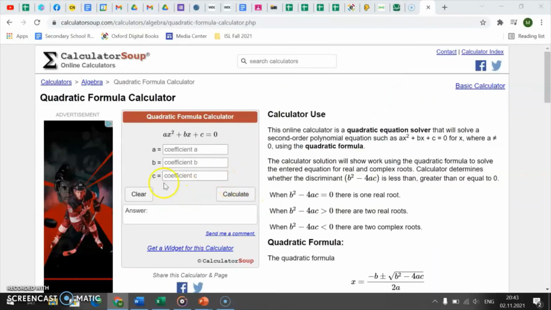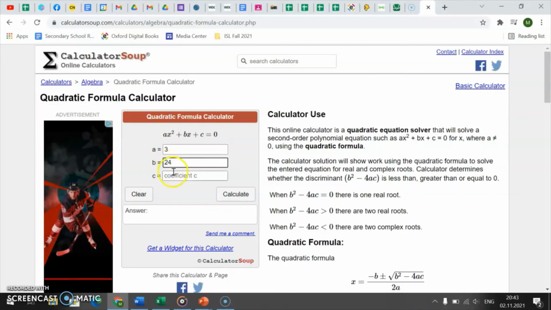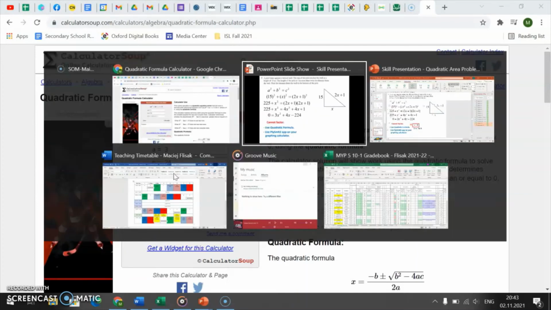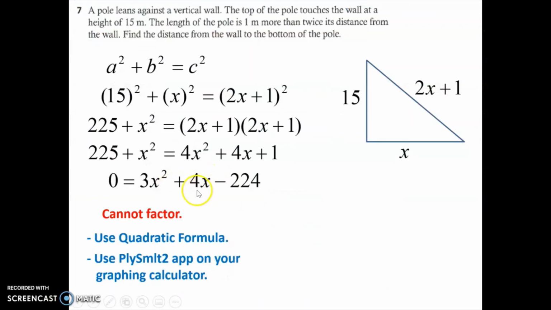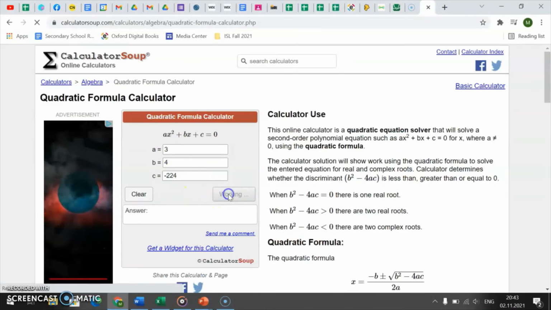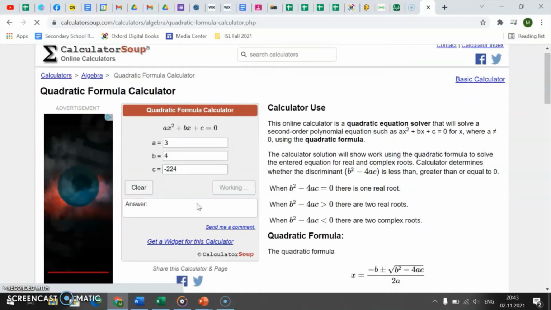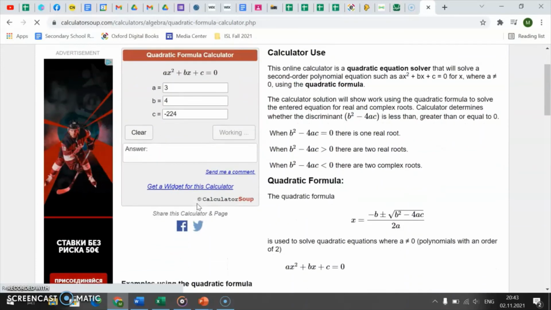So that was 3, 4, and negative 224. Calculate. It's going to give me my 2 answers. It's working on it. Wow, okay, it's trying really hard here. Let's see what it gives me. Why is it working so hard? I don't know.